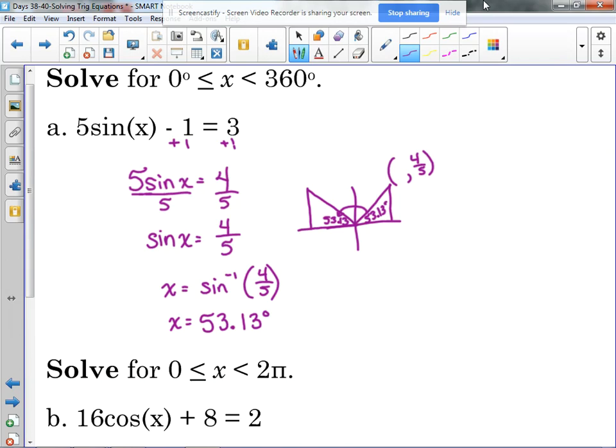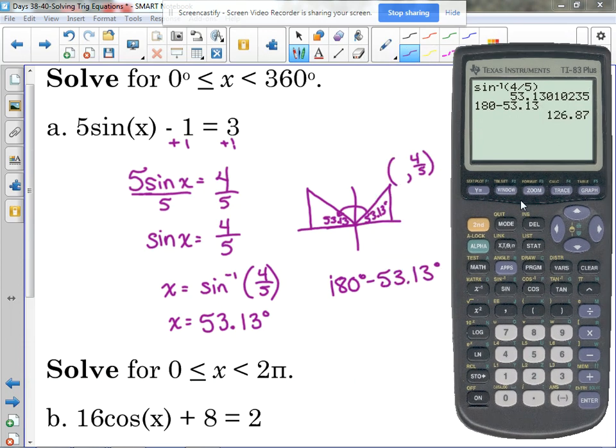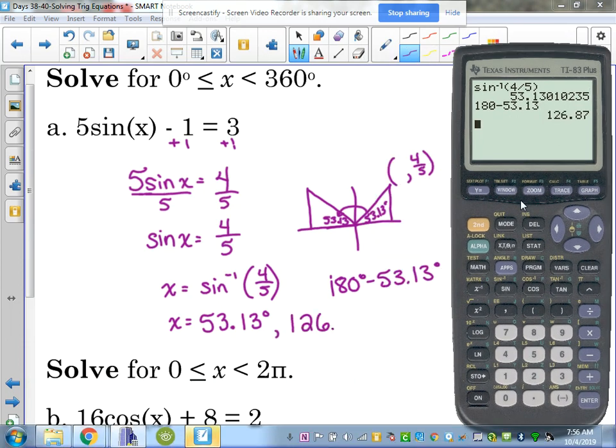How do we find the measure of that angle from the positive x-axis? This is going back to that reference angle idea. Subtract from 180. 180 minus 53.13 degrees is going to give us our other angle here. So 126.87 degrees is another angle that is the solution to this problem.